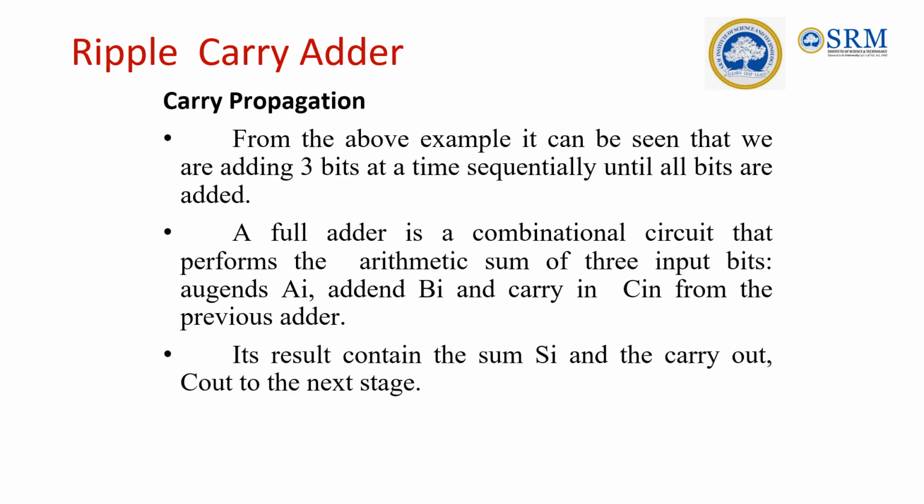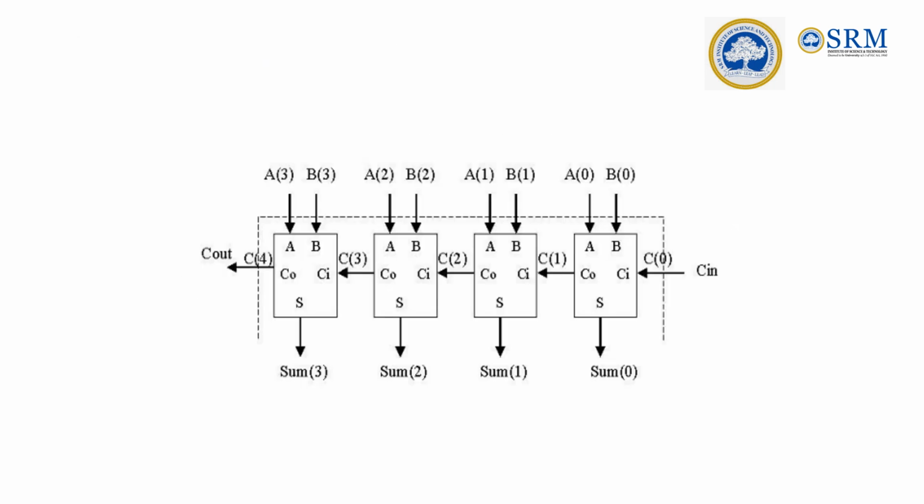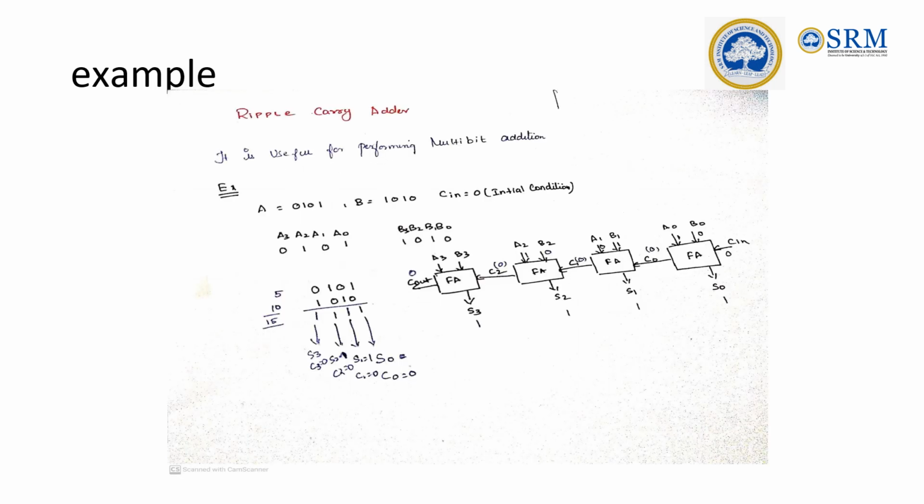So for carry propagation, from the above example it can be seen that we are adding 3 bits at a time, sequentially, until all bits are added. The full adder is a combinational circuit that performs the addition of 3 input bits from the previous stage. Its result contains the sum and the carry to the next stage. So this is a circuit diagram of a ripple carry adder, and this is how a ripple carry adder works.